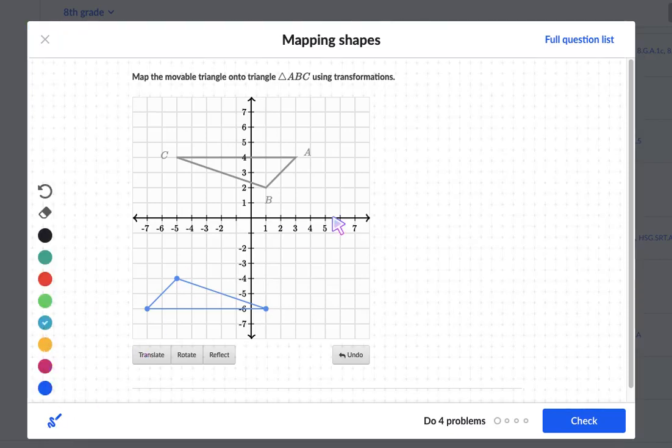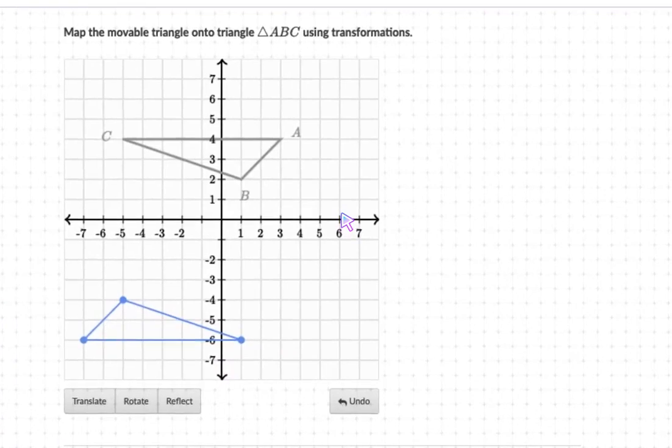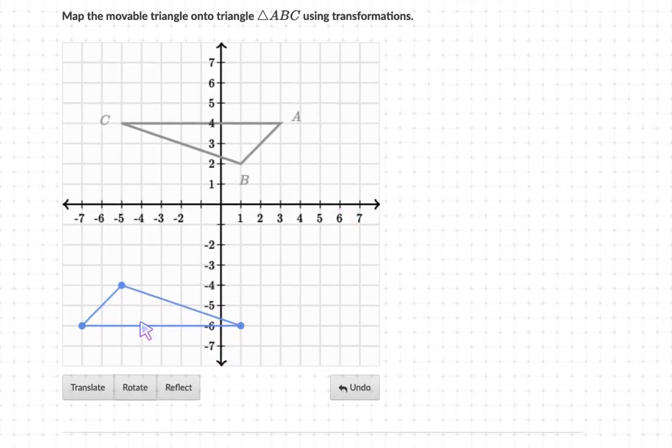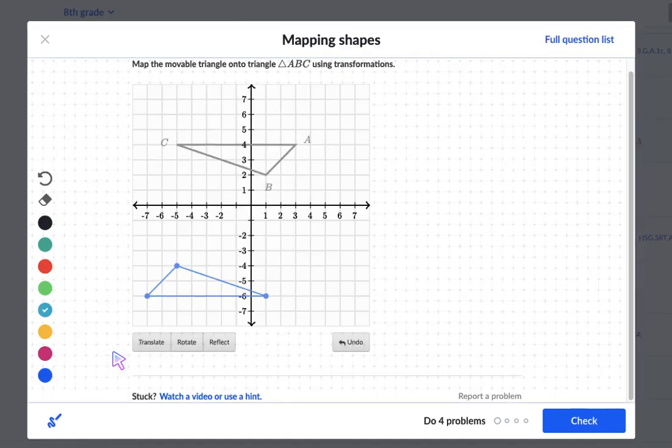All right, so let's work on a problem now on mapping shapes. For these problems, you're going to need to map the movable triangle, ABC, this one right here, using transformation. So you can start moving it over. The reason why we are doing that is because we want to practice mapping shapes, so moving one shape onto the other, using a series of transformations.